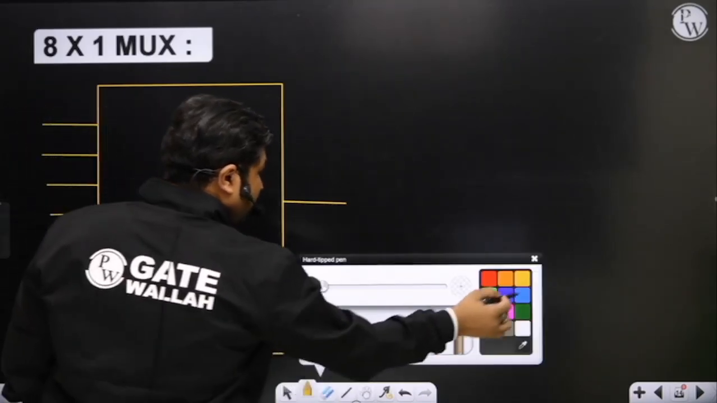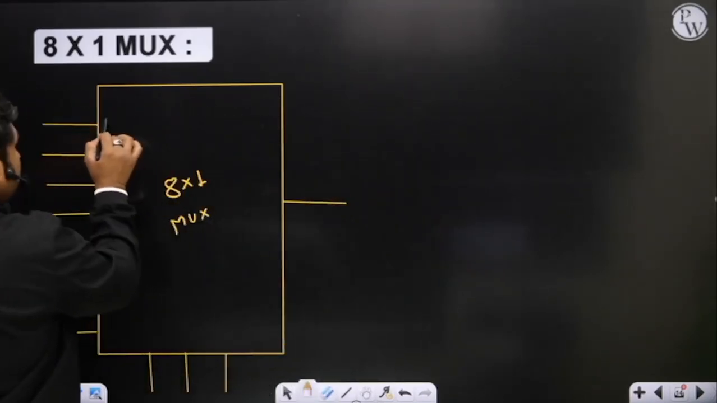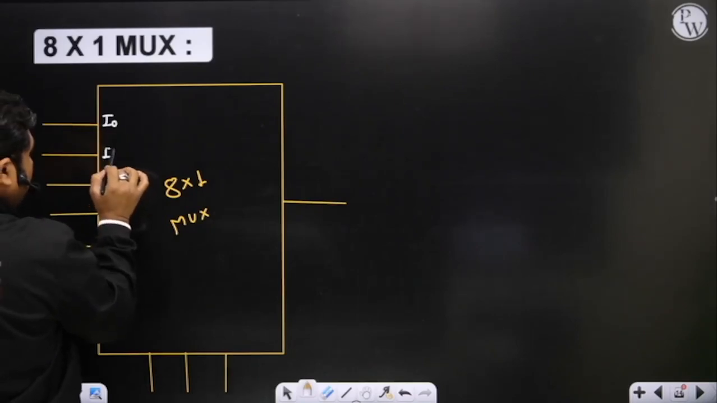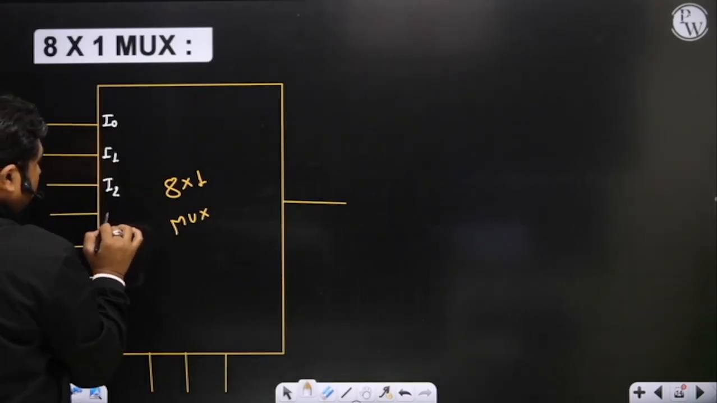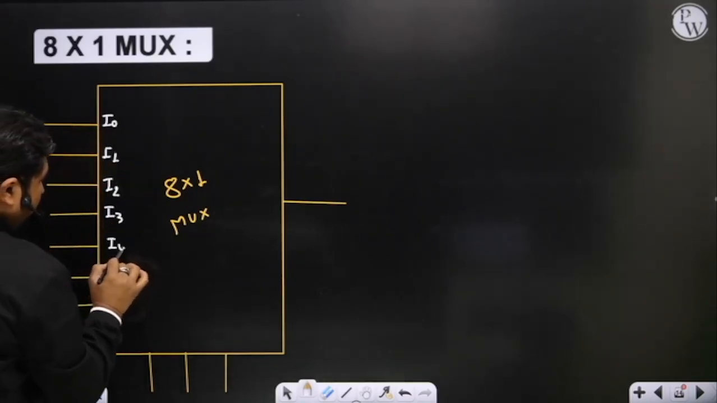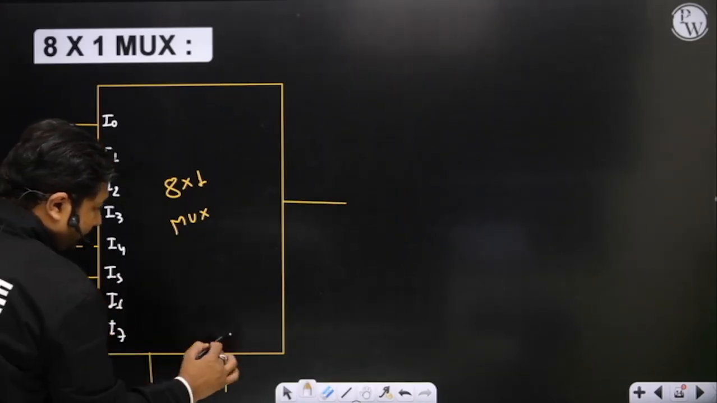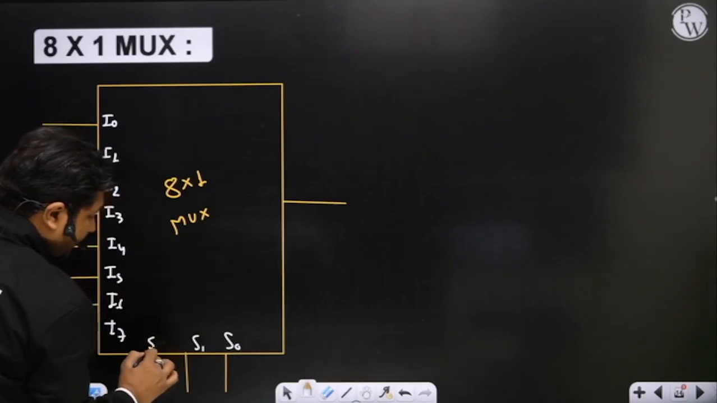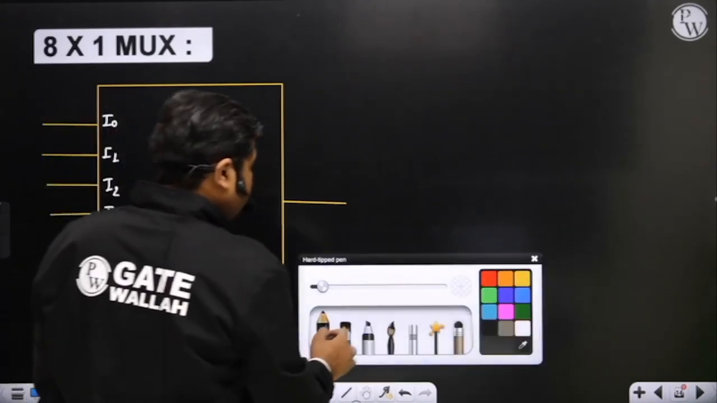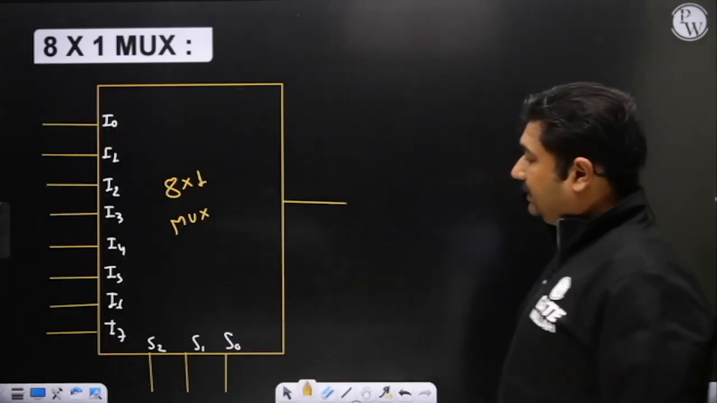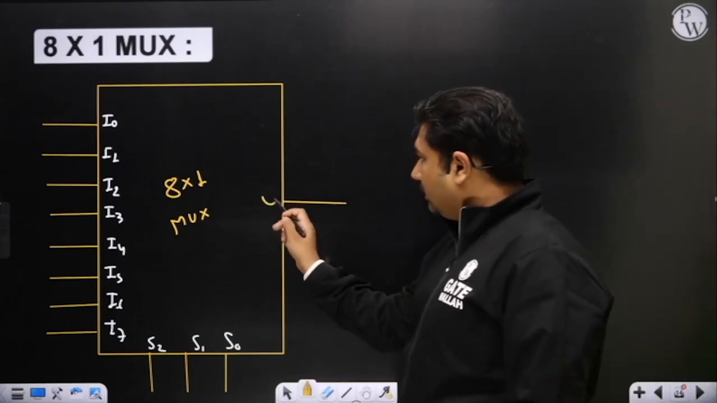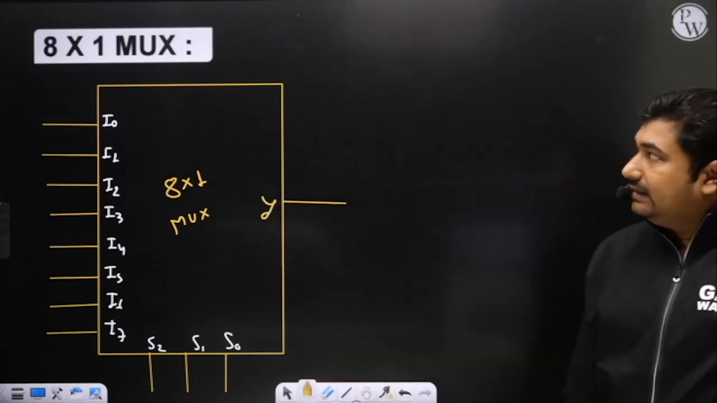In the conventional representation, top to bottom, LSB to MSB, so this will be I0, I1, I2, I3, I4, I5, I6, I7. Conventionally, the select lines are S1, S2, S0. Then the output Y.